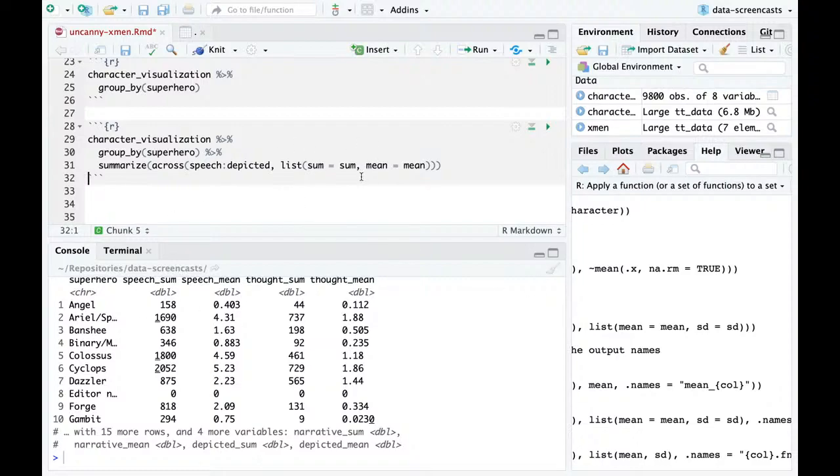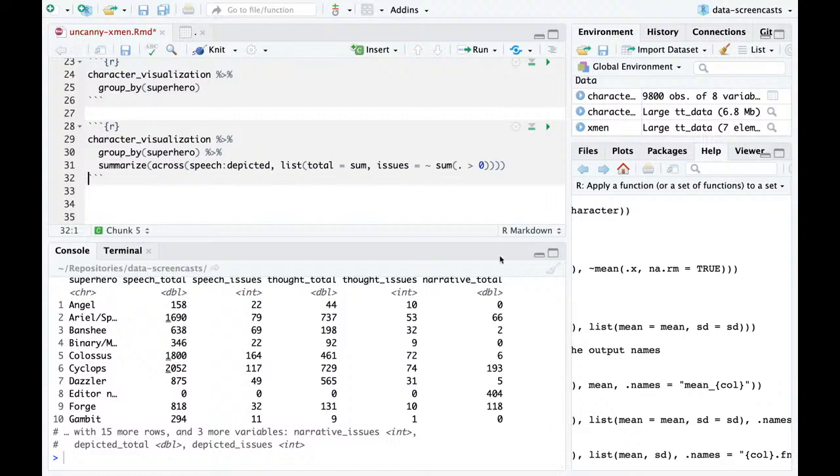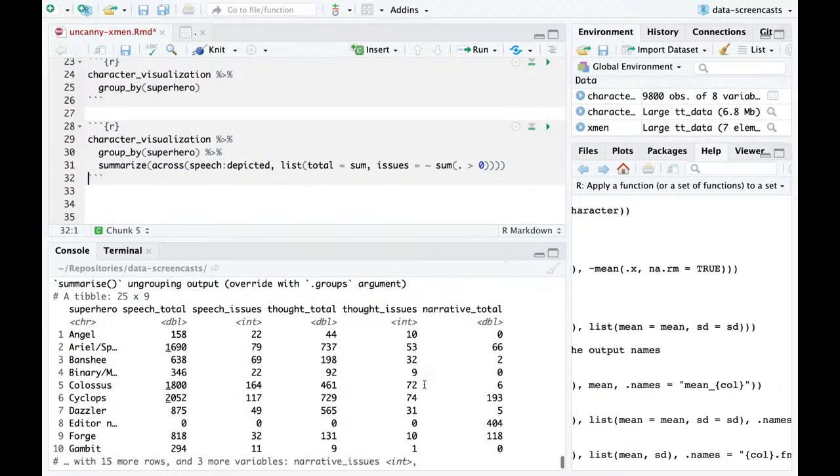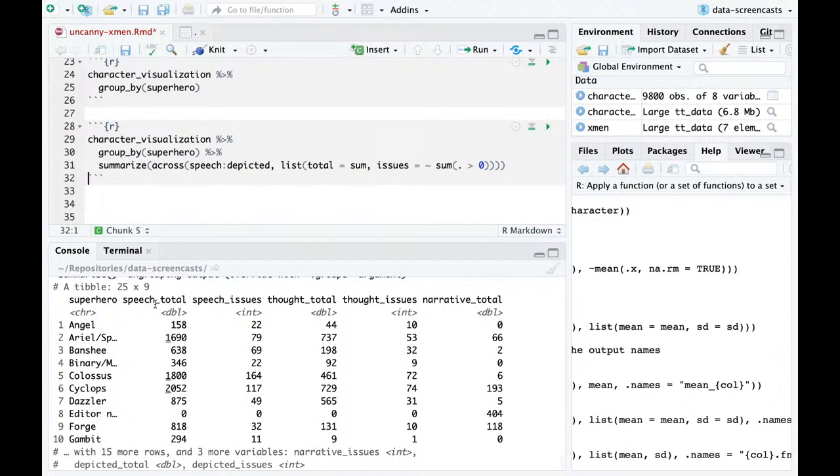What I say is we say sum. I actually call this total, and I don't want mean. I want issues, and I'll say sum dot greater than 0. Here we go. So now what I'm actually showing is speech total and the number of issues that the superhero speaks in. All right, so then I can actually ask a question.